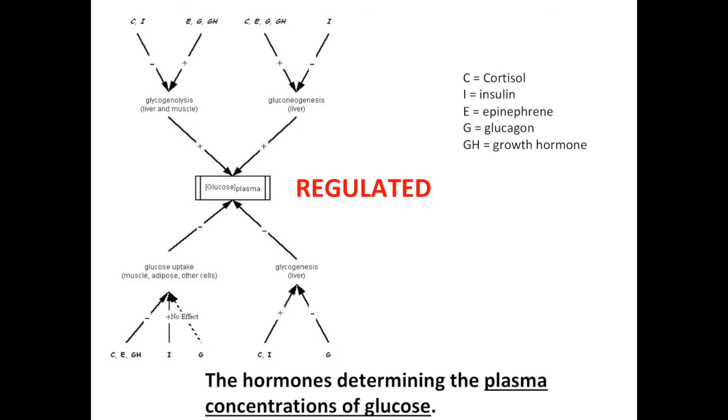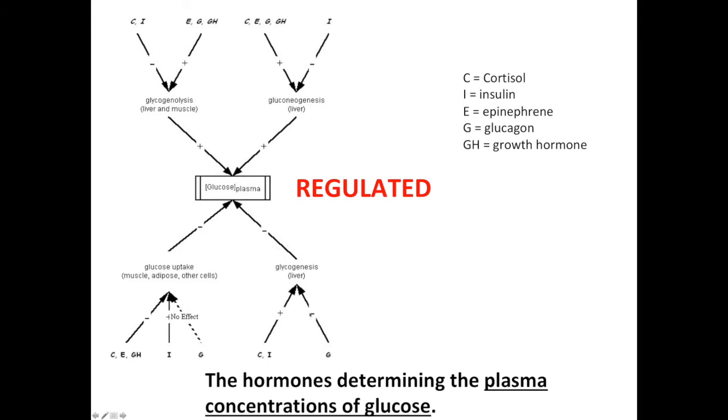Gluconeogenesis is inhibited only by insulin, whereas all the others will promote the formation of new glucose by the liver. Glucose uptake by the muscle, adipose, and other cells is promoted by insulin but inhibited by cortisol, epinephrine, and growth hormone. Glucagon will have no effect on this. And then glycogenesis is stimulated by cortisol and insulin, whereas glucagon will actually break it down.